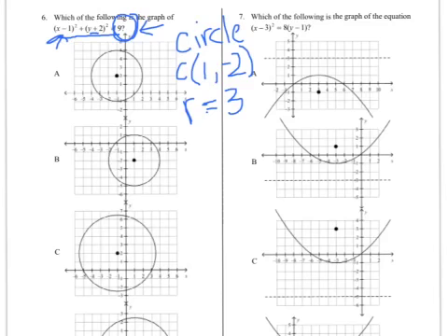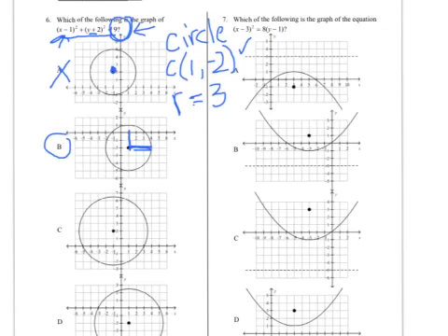So we're looking for a circle that's centered at (1, -2), which is not choice A because this center is at (-1, 2). Choice B is centered at (1, -2). And if I count the radius, it looks like it's 3 over in every direction. So the answer is choice B.